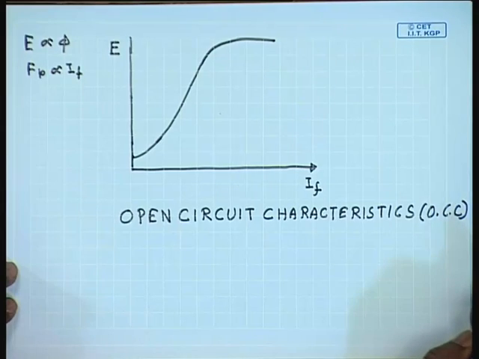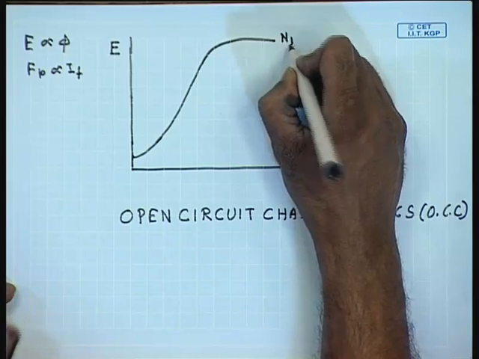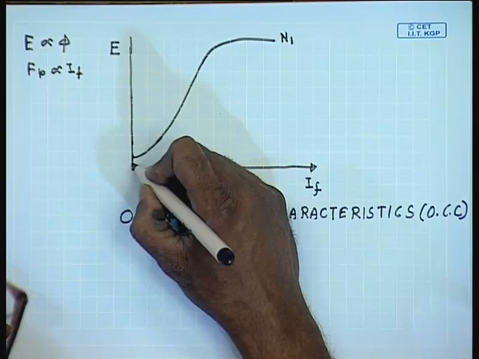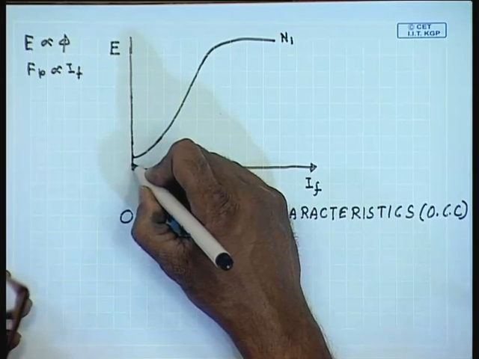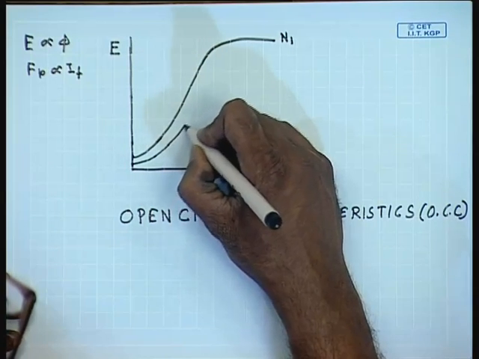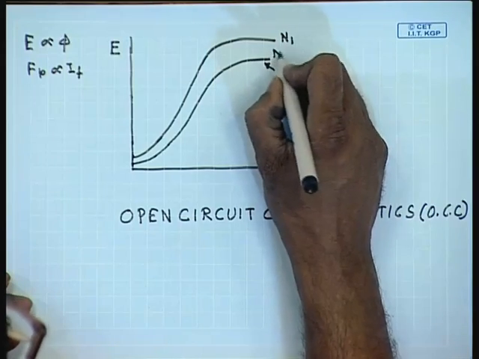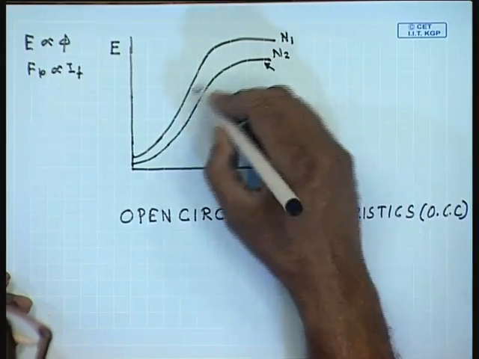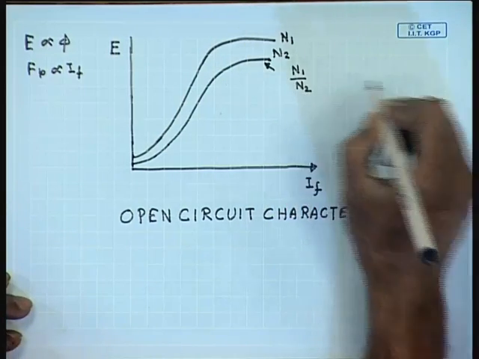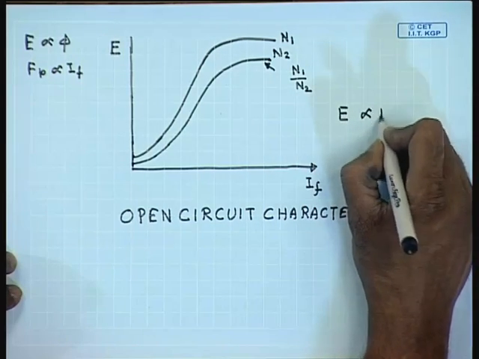If the O.C.C. is obtained at any given speed, let us say for a speed of n1, the O.C.C. for a different speed n2 can be obtained from the O.C.C. at n1 by simply multiplying by a proportionality constant. The O.C.C. at speed n2 is obtained by multiplying the ordinate of the O.C.C. by a factor n2 by n1. This is due to the fact that the back EMF E, the induced voltage, is proportional to n.